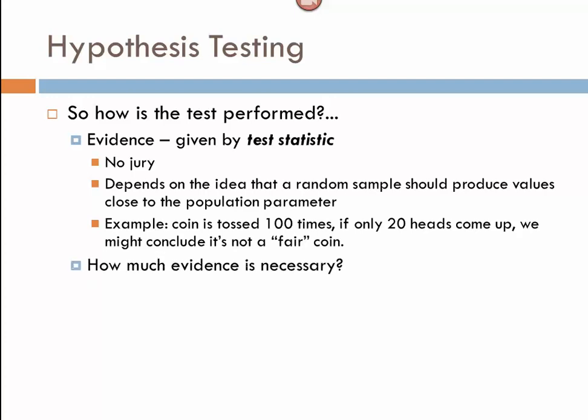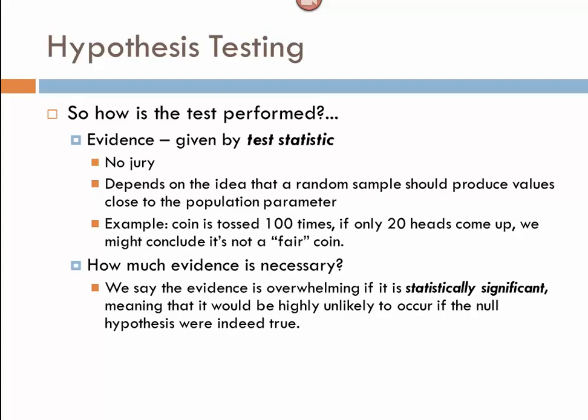How much evidence do we need exactly? Well, in statistics we say the evidence is overwhelming if it is proven statistically significant, meaning there would be a highly unlikely occurrence of this if indeed the null hypothesis was true.